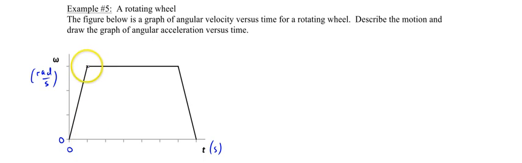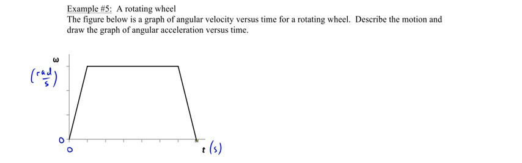And then once it reaches that preferred angular velocity, it just continues to move at a constant rotational speed until it gets to the last second, when it suddenly starts to slow down, and at the end it's now at rest. Okay, so that's the description of its motion. Let's go into the graph.